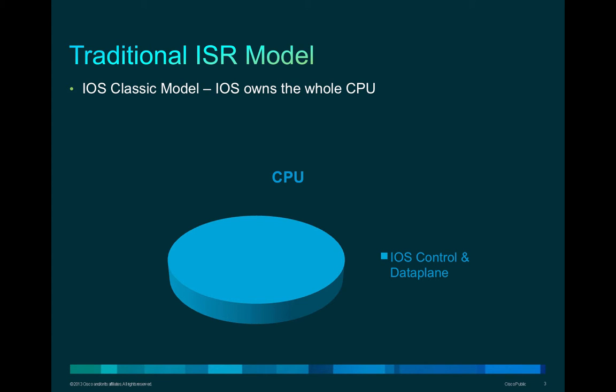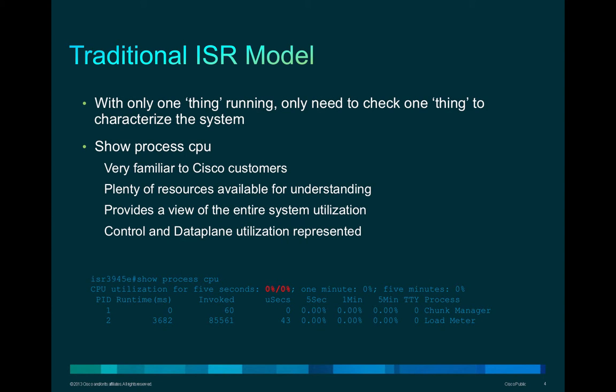For traditional ISR routers running IOS Classic, there is but one processor, and IOS has complete access to it for executing the integrated control and data plane of the system. With a single CPU and monolithic operating system, it is simple to characterize the processor utilization with one command, show process CPU. This command is well known to operators familiar with IOS, and so we won't look at it any further.